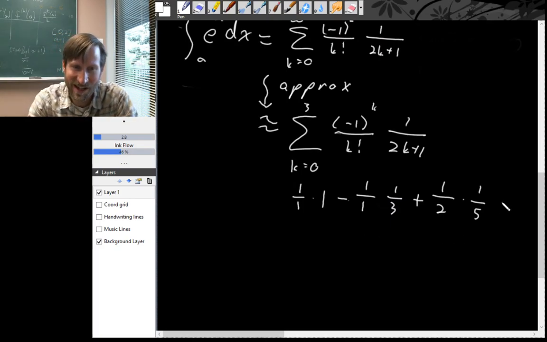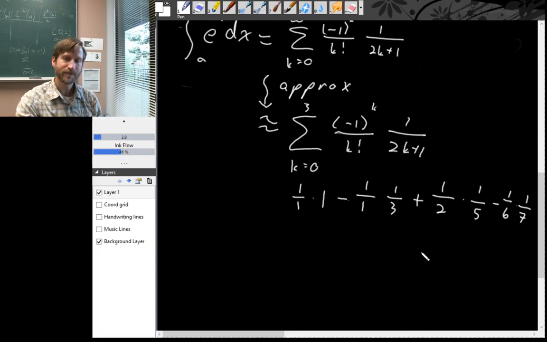Oh, sorry, we're going to k equals 3, so we need one more term. The k equals 3 term is going to be minus 1 over 3 factorial, so that's 6, times 1 over 3 times 2 is 6 plus 1 is 7. Okay. So these are all rational numbers, so calculating this approximation isn't going to be too bad. And, you know, just going out to 3 terms, it's not a great approximation, but it isn't bad.